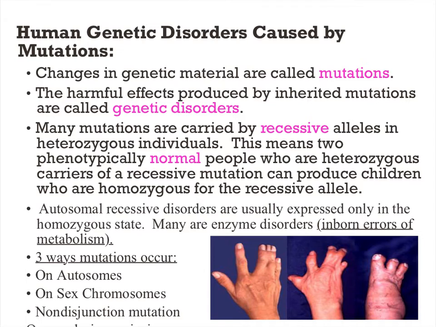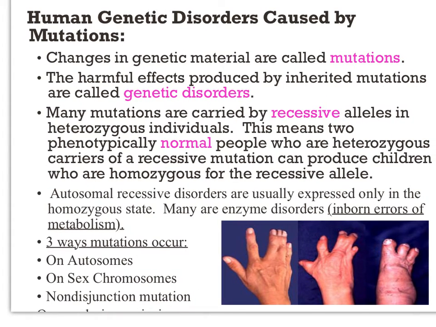So then you have some human genetic disorders caused by mutations. A mutation, we've already learned about some of these. We've learned about chromosomal mutations and gene mutations. These are changes in your DNA, in your genetic material. So harmful effects produced by an inherited mutation is a genetic disorder.